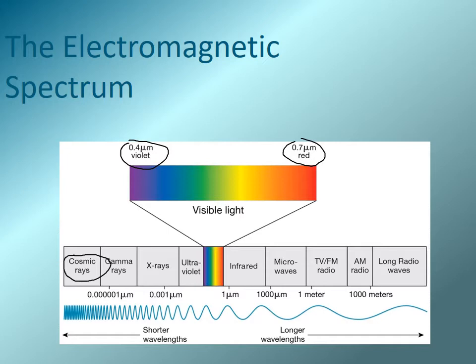This is 0.000001 micron, which is really 10 to the negative 14th meters. All the way to the other end of the spectrum, where we have long radio waves and AM radio waves, where sometimes the wavelength is just 1,000 meters. So we have everything in between.